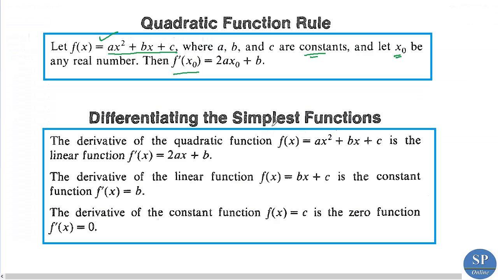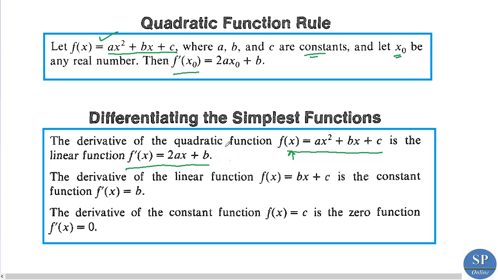Okay. Now we can rephrase the quadratic function rule to get the derivative as a function of x. That is to find the derivative at any point x. So the derivative of the quadratic function f of x is equal to ax square plus bx plus c is the linear function f dash of x is equal to 2ax plus b. Okay, at any value of x, we can define this quadratic function rule by this.